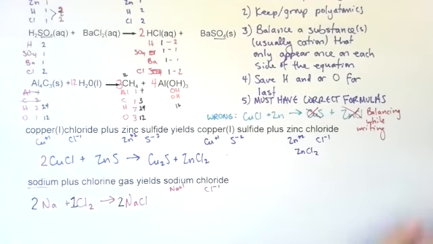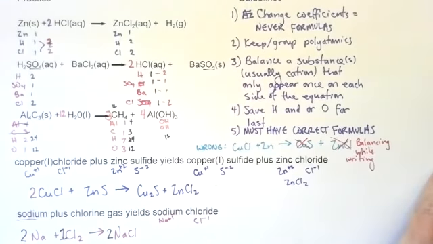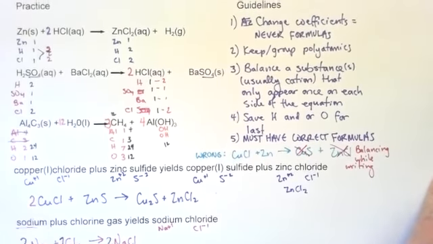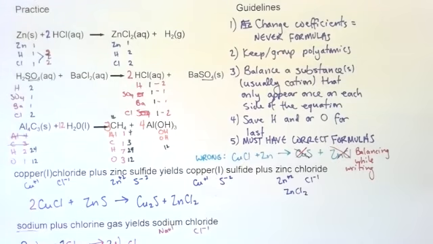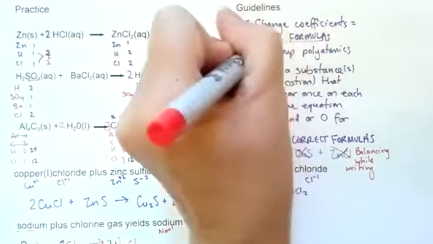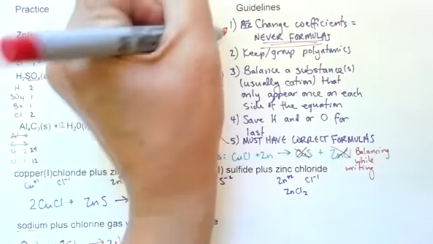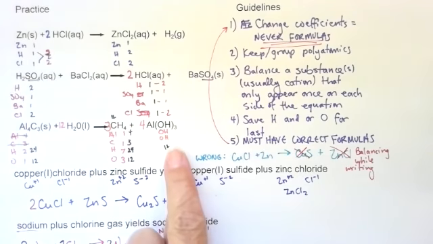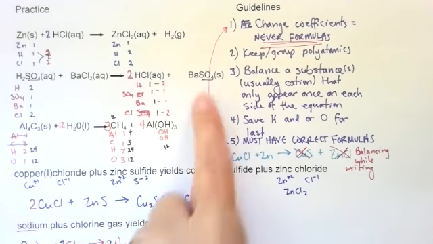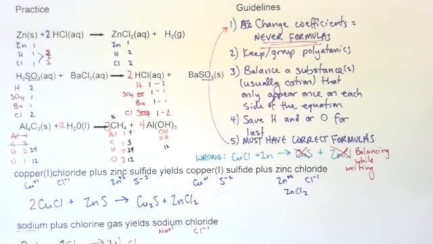Let's do our takeaways. So we've got some guidelines. When you are balancing equations, change the coefficients, never the formulas. And this really should have been number 1, make sure your formulas are correct. Group your polyatomics together. So instead of writing out SO4, if you have polyatomics on both sides, keep those together. Balance a substance that only appears once on each side of the equation, and that's usually not hydrogen or oxygen, so save those for last.